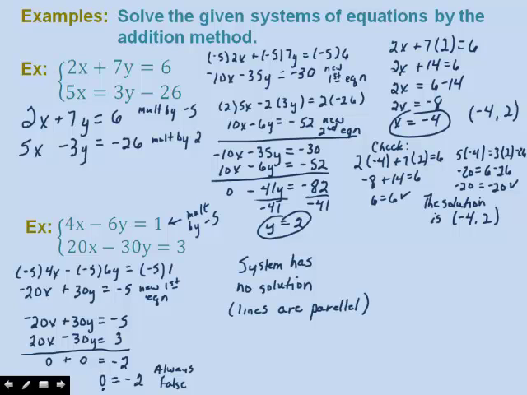Now, if our statement down here had come out to be something that was always true, for example, 0 is equal to 0, then our answer would have been that we have an infinite number of solutions and the two equations actually represent the same line.